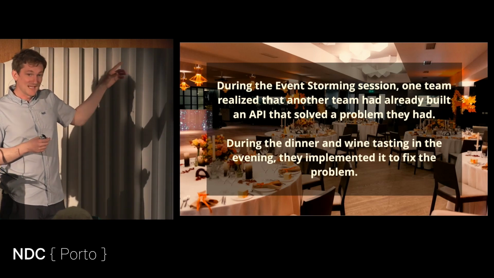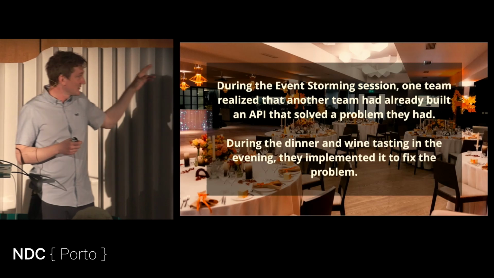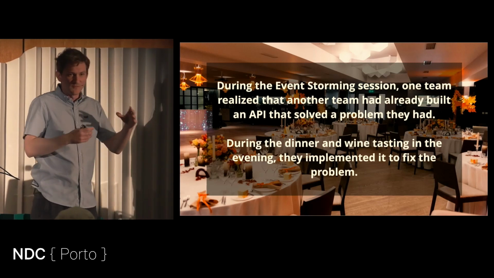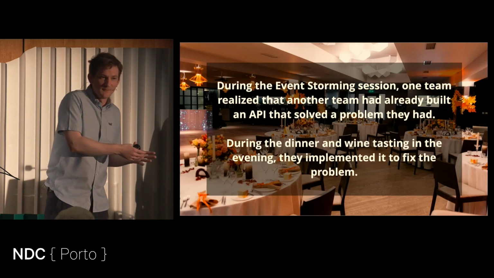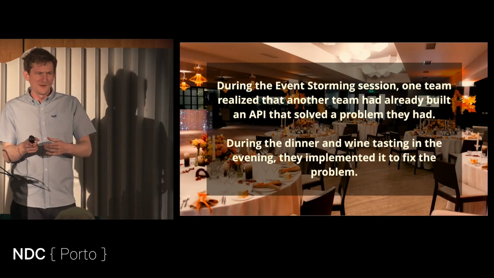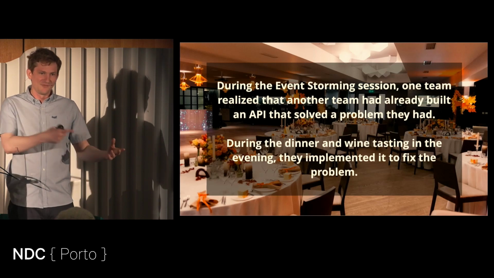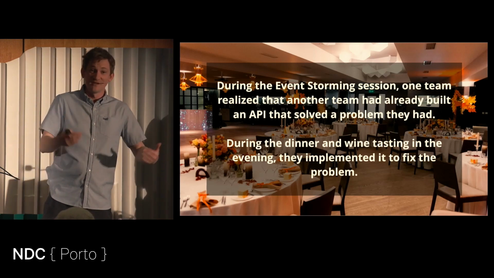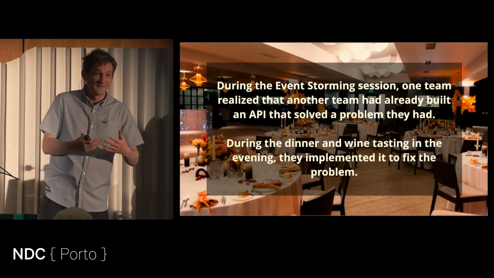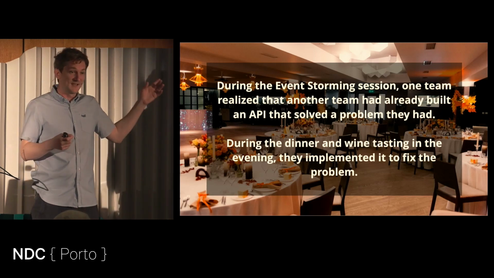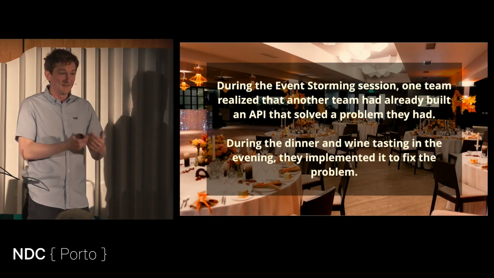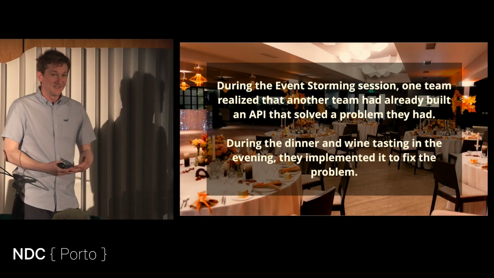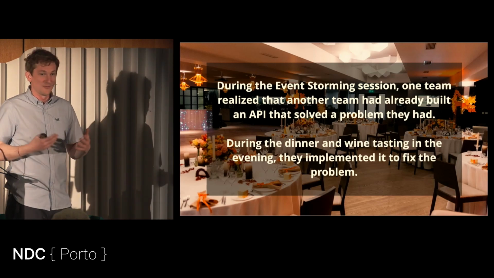And at one of the tables, so in the event storming session, one of the teams said, yeah, we've got this problem, we need to build an API. And one of the other teams said, oh, we've already built an API that does that. They didn't even realize. Two teams in the same company, it's not even a big company, didn't even realize that an API already existed for their problem. So at the dinner and the wine tasting, they'd actually implemented that on the same day. Event storming in the day, fix a problem in the evening, getting together for collaboration.